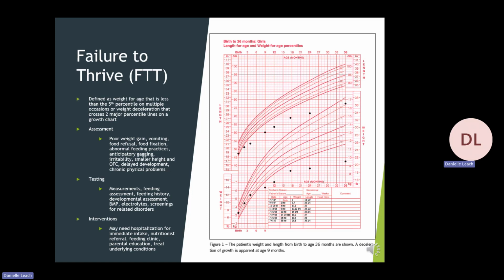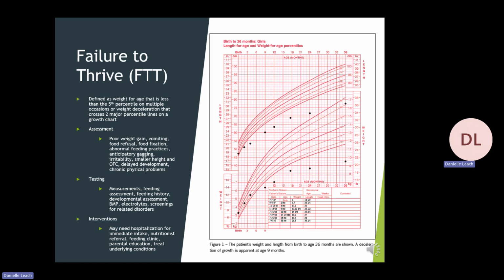Same with the length too. It's just a little harder to see because they were already pretty short to start out with. But they literally just are not growing along the growth line that we would want them to follow, or at least stay close to. They literally just fall off the chart. So some symptoms that can go along with this could be things like, of course, poor weight gain, vomiting, food refusal, food fixation, abnormal feeding practices, anticipatory gagging when they're about to eat, irritability, smaller height and OFC measurements, delayed development, and chronic physical problems.